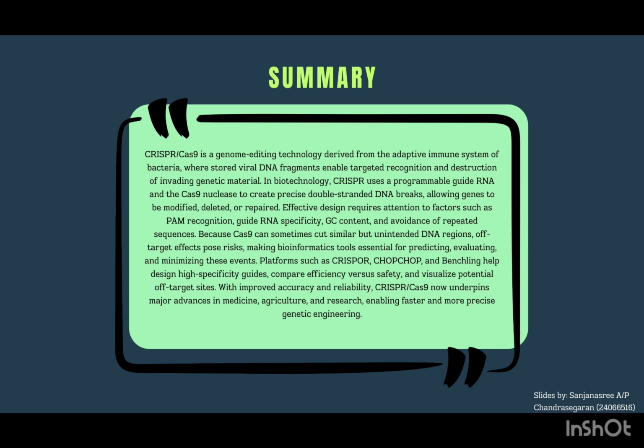To sum up, CRISPR-Cas9 is a modern tool used to change genes. It uses a small guide RNA to show the Cas9 enzyme exactly where to cut the DNA. After the cut, the gene can be fixed or edited. Sometimes, CRISPR can cut a similar place by mistake, and this is called an off-target effect. To avoid this, bioinformatics tools such as CRISPR, ChopChop, and Benchling help check the DNA and choose safer guides. Because of this, the applications of CRISPR are becoming very important in health, agriculture, and also scientific research.